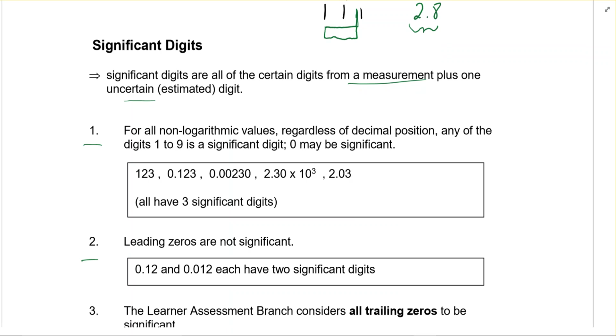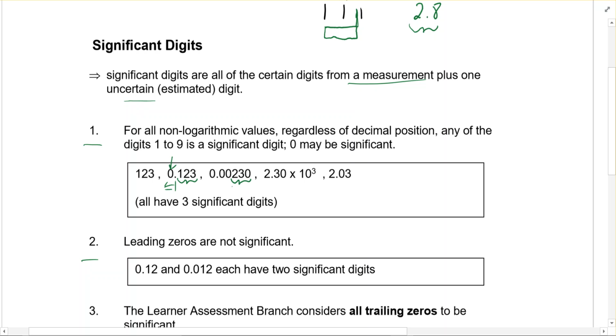So for all non-logarithmic values, so that just means not like the pH scale, which goes up by factors of 10, regardless of any decimal position, any of the digits 1 to 9 is a significant digit. 0 may be significant. So we've got three significant digits in all of these, right? You just don't count the 0 to the left, let's say in this case. You don't count that 0. So we've just got these three here. You count these three on the end.